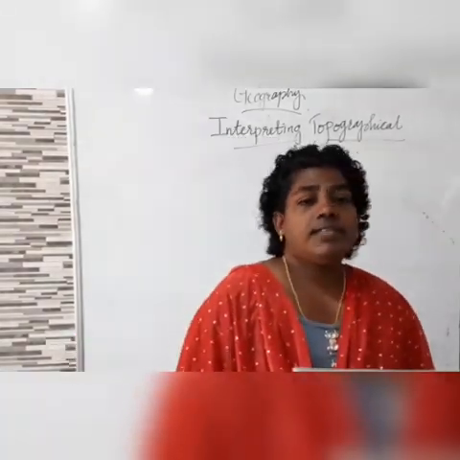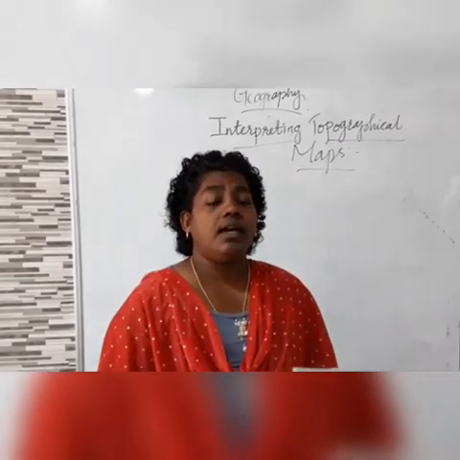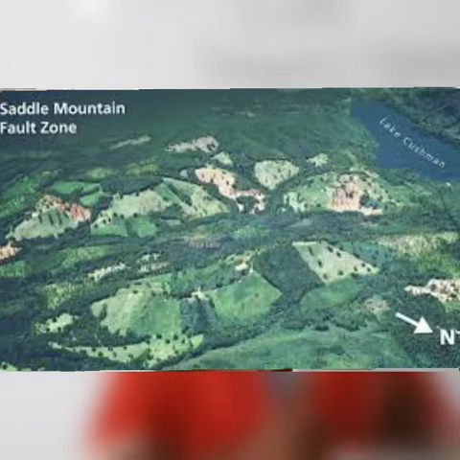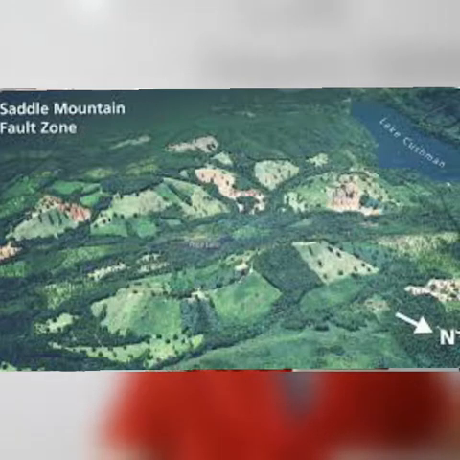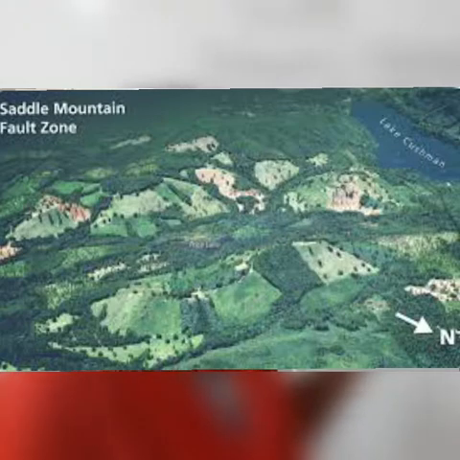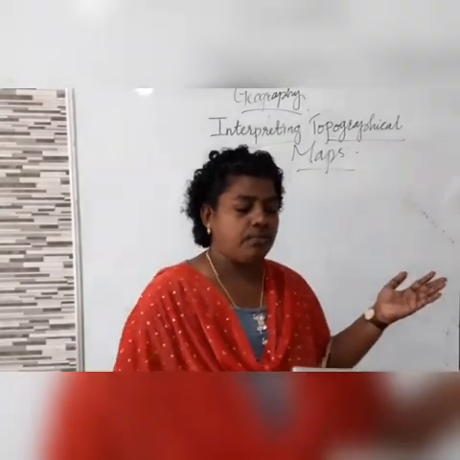We have seen about the relief features. What do the relief features include? Mountains, hills, plateaus, plains, desert. These are some of the relief features of the earth. Now, identification of simple landforms. How will you identify the simple landforms?